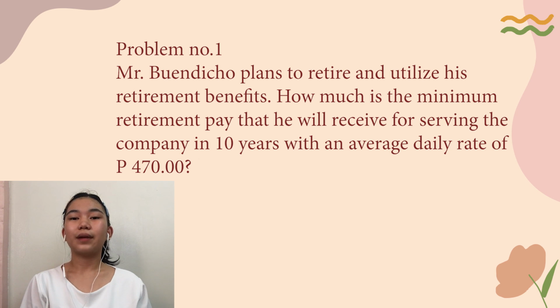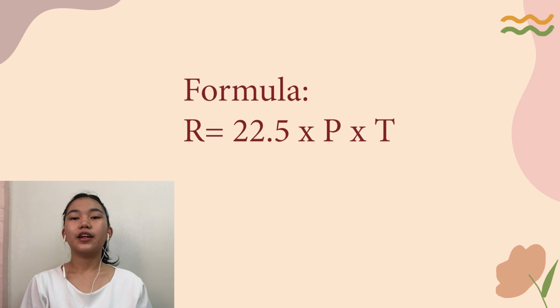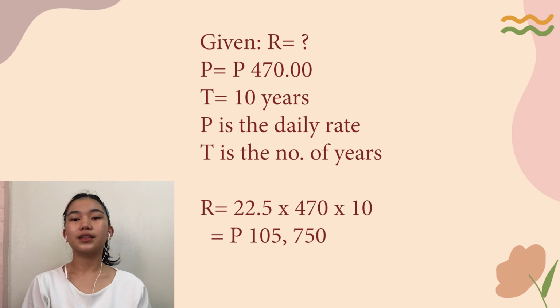In getting the retirement benefits, the formula is R equals 22.5 times P times T. Given: R, which stands for retirement benefits, is unknown; P, which stands for daily rate, equals 470 pesos; and T, which stands for number of years served, equals 10 years. In solving the retirement benefits, R equals 22.5 times 470 times 10 equals 105,750 pesos.